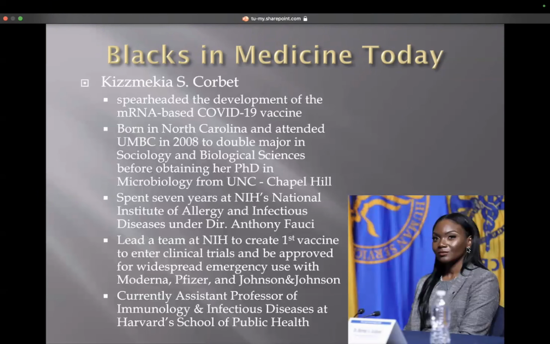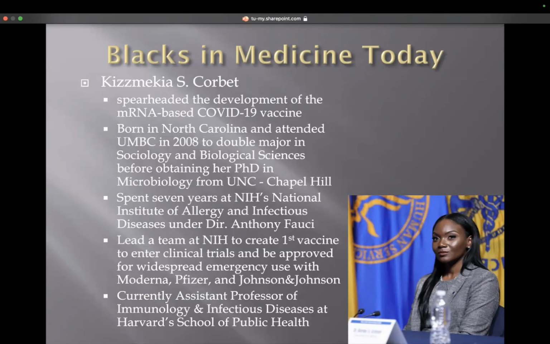I researched Dr. Kizzmekia S. Corbett. She spearheaded the development of the mRNA-based COVID-19 vaccine. She was born in North Carolina and attended UMBC here in Maryland, graduating in 2008, and she double majored in sociology and biological sciences. She continued her education to obtain her PhD in microbiology from UNC Chapel Hill.